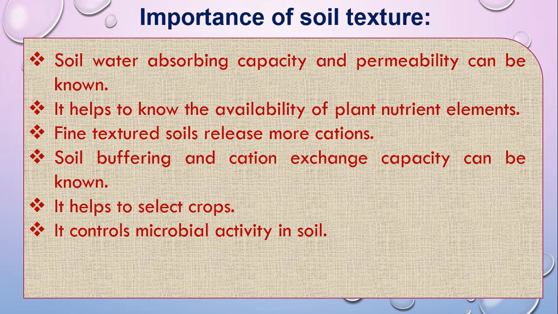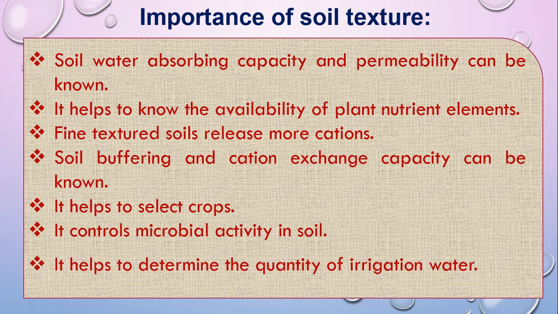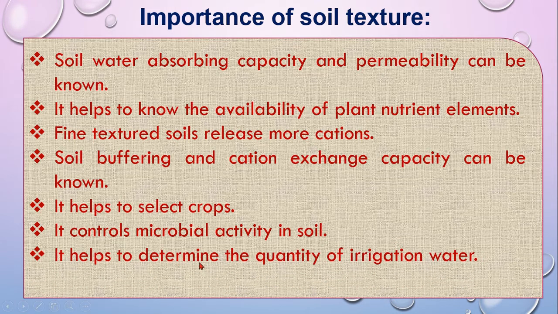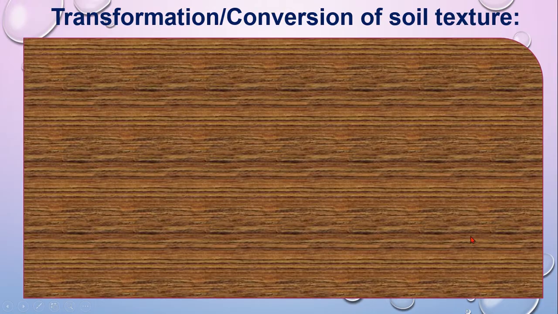So more or less, the important thing is that you need to know the soil texture for cultivating any type of crop. If you do not know the soil texture, you are unable to know the water holding capacity, the tillage operation, the pesticide operation, everything. So before you cultivate any type of crop, you need to know the soil texture. And at last, it helps to determine the quantity of irrigation water as well.